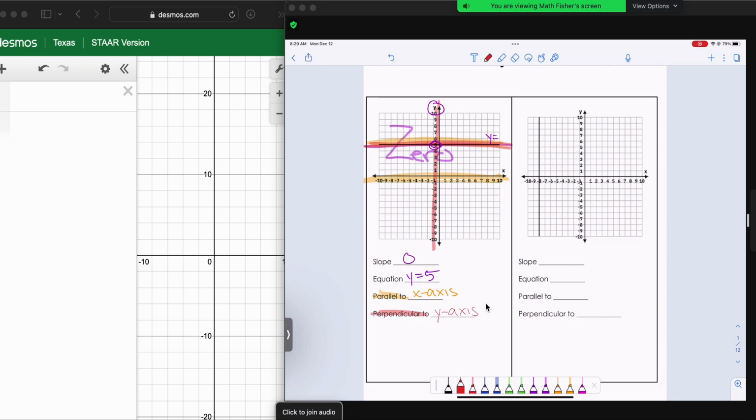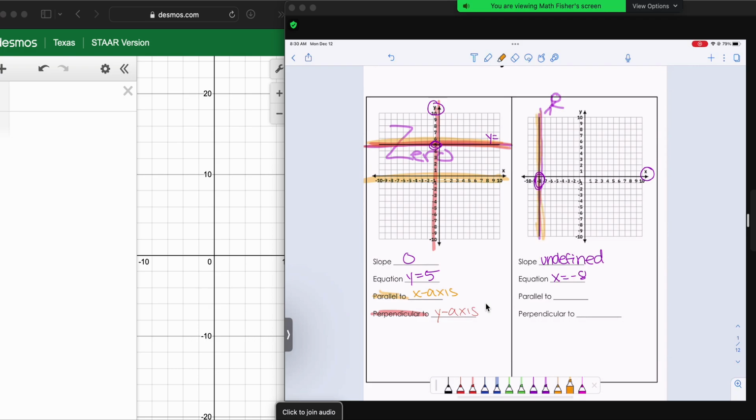So next one, we have this line right here going up and down. Remember, this is undefined. The slope is undefined, going up and down. It's not possible. The equation is touching the x-axis right here at -8, so x equals -8.